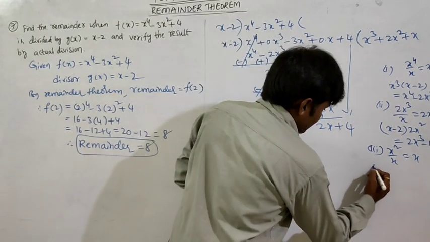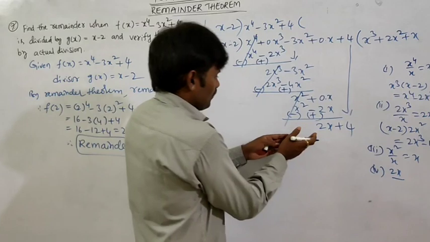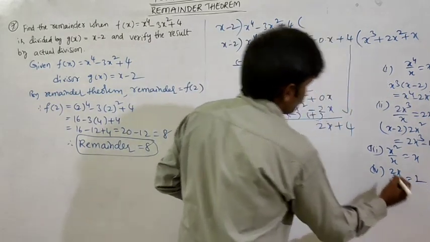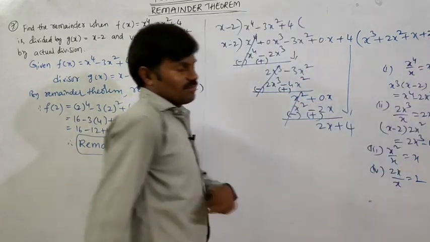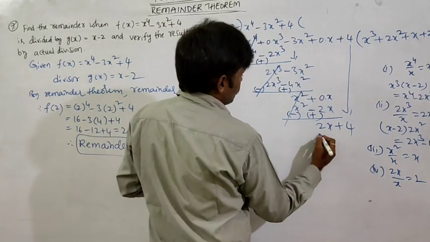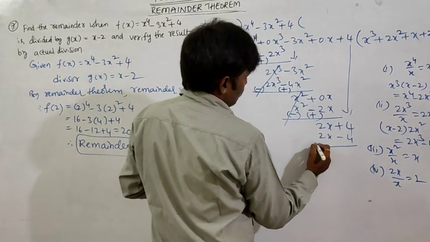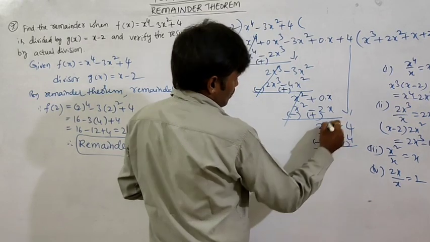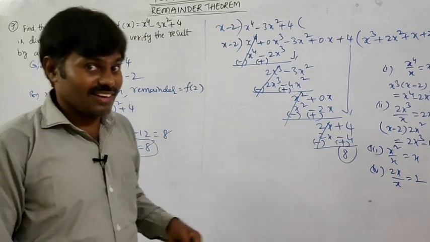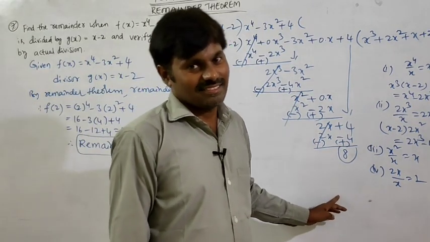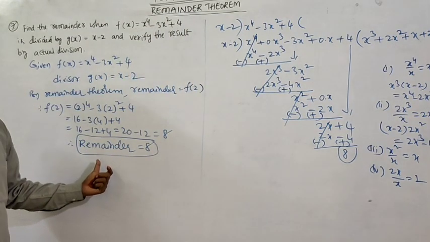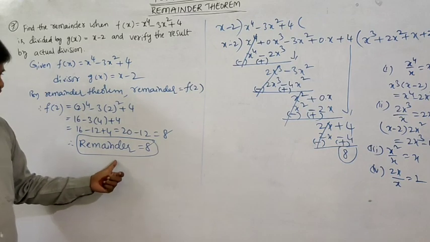So in this, 2x divided by the first term of the divisor gives us 2. This is the next term of the quotient. Multiply the whole x minus 2 by 2, then it becomes 2x minus 4. Signs will change. Now plus 4, plus 4, plus 8. Finally we got the remainder as 8. Is it the same as in the case of applying the remainder theorem? Yes, 8.